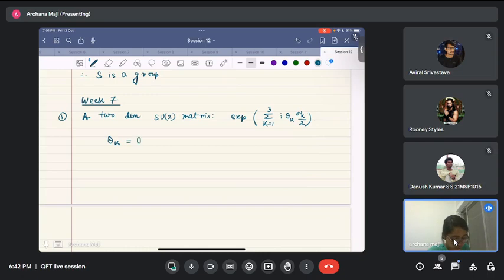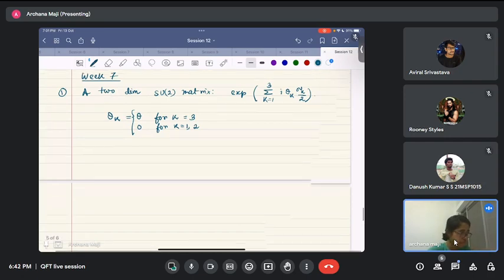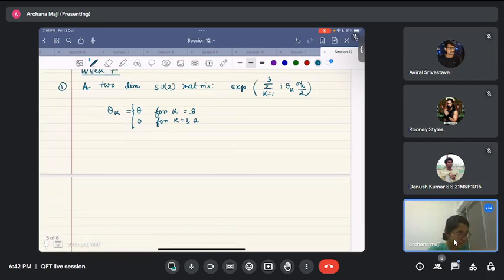which means theta_k is theta for k equal to 3, and 0 for k equal to 1 and 2. Okay. Which of the following represents the above matrix? It has these options: cos theta over 2 plus i sigma_3 sin theta over 2, with a minus sign in between, and so on.